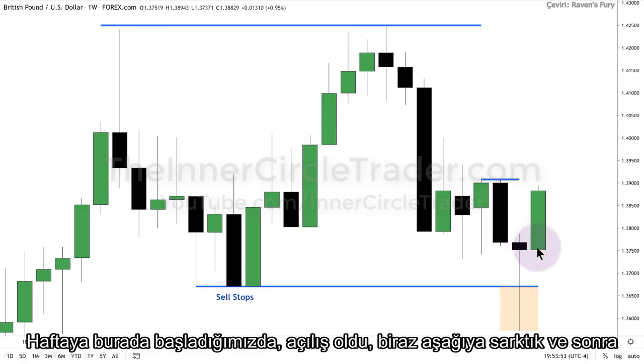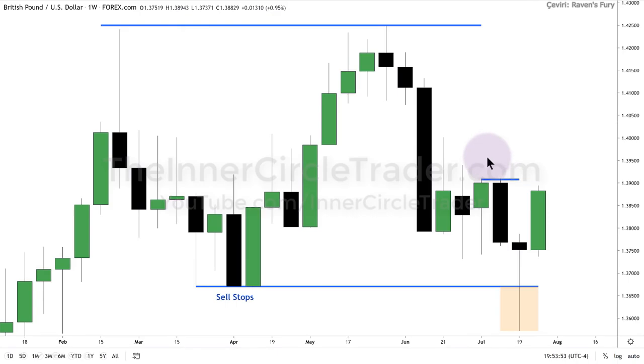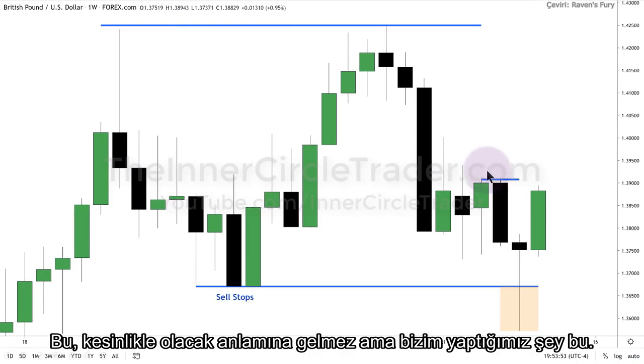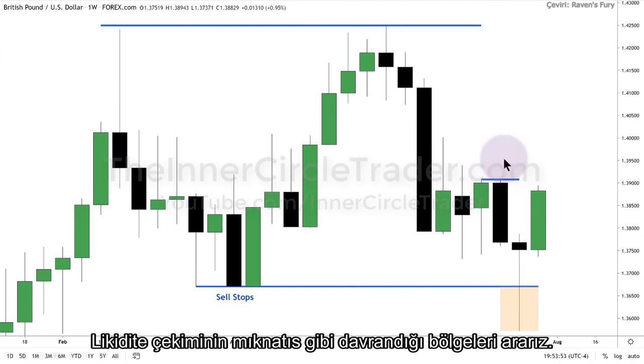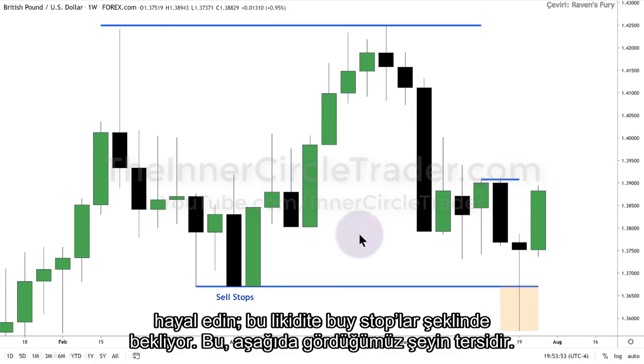So when we started the week here, we opened, traded down just a little bit, and started to trade higher. Where's it likely to go? Right above these highs. Doesn't mean it will absolutely do it, but this is what we do. We look for areas where the draw on liquidity acts like a magnet. Okay, imagine how this candle's gravitating towards this level here to attack and absorb the liquidity, which rests in the form of buy stops, which is opposite of what we saw down here.